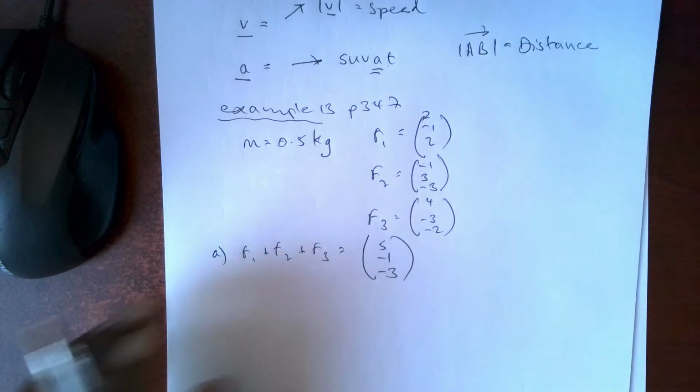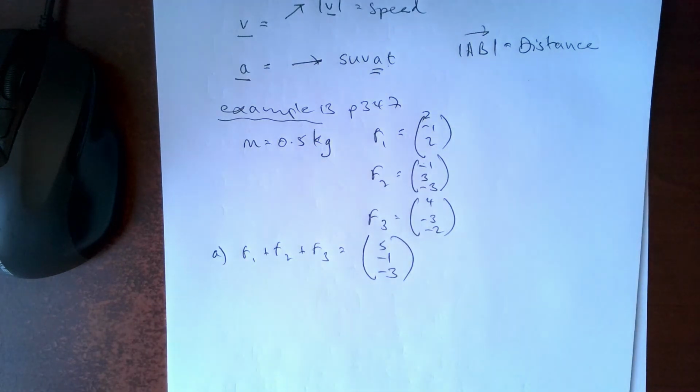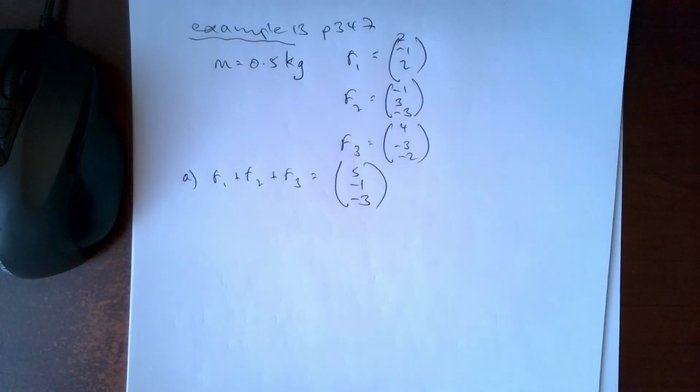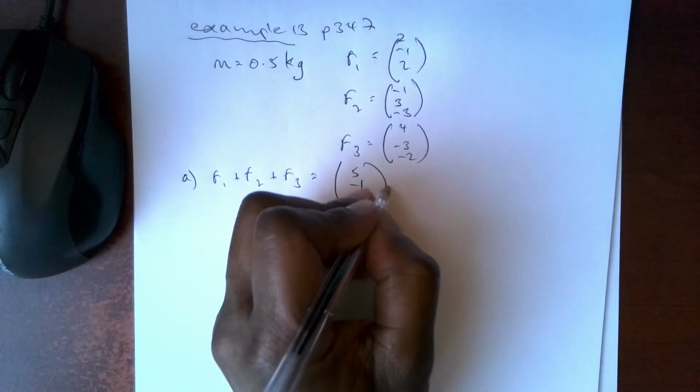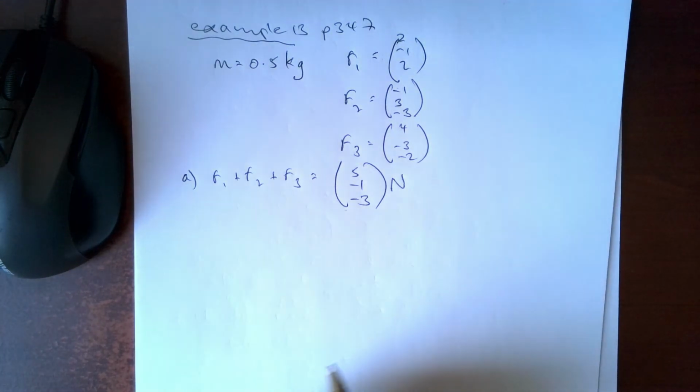So all we've got to do is just add them together. That's very straightforward. So you can write that in a column, or you can write it in I, J and K. Normally when we're dealing with mechanics, we use I, J and K notation. Find the acceleration of the particle in that form.